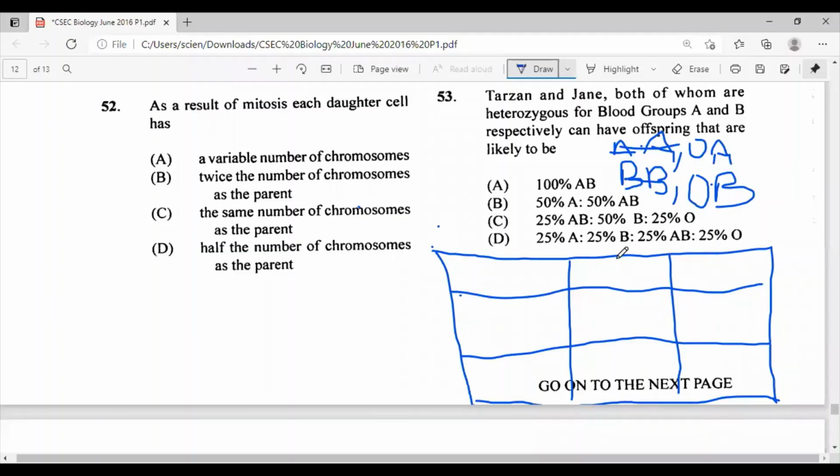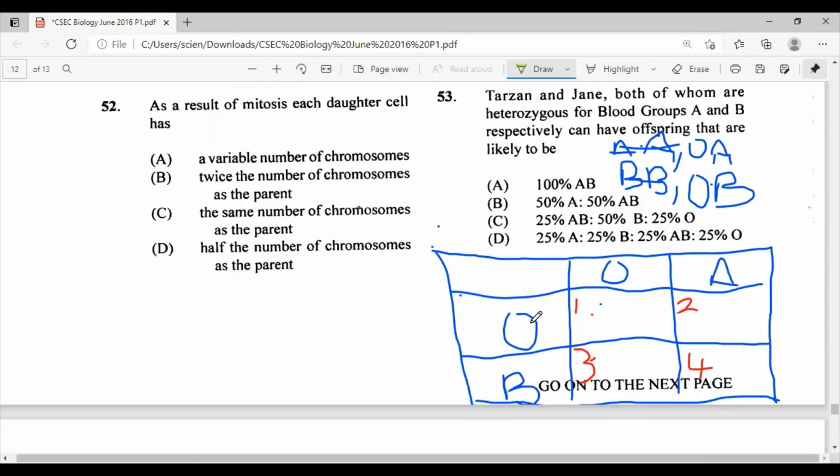So if we were to fill out the table now, we'd put O in one of the columns, A in another, O in another, B. So please remember, we're trying to find the offspring that Jane and Tarzan can have together, right? So please remember, we have a possibility of 4. That's why we have 4 empty spaces here. So we have a possibility of 4 different offspring, of getting 4 different children. 1, 2, 3, 4. So these are the possibilities.